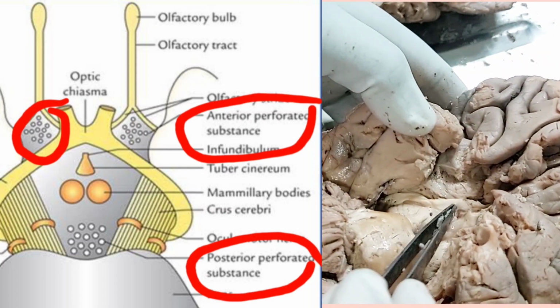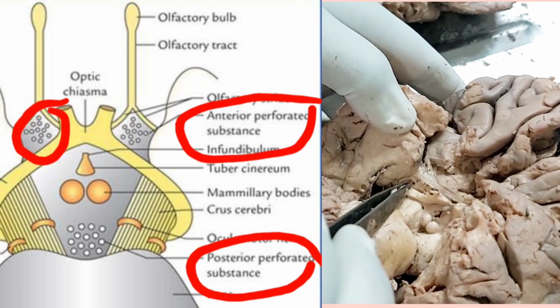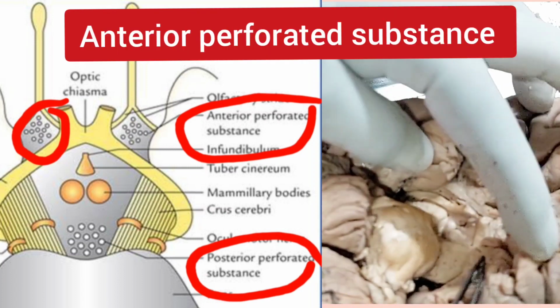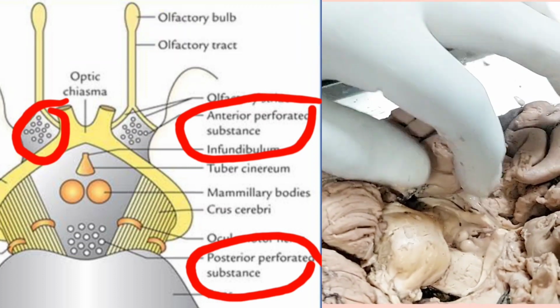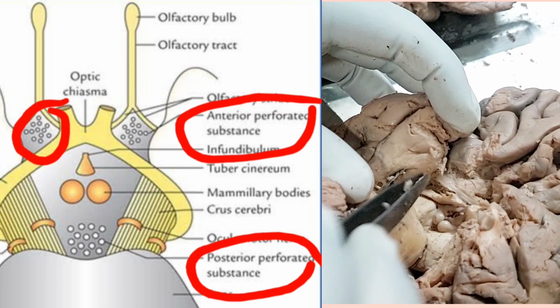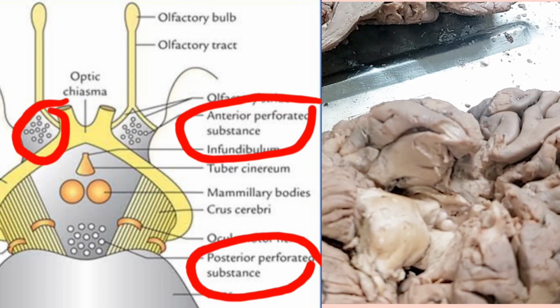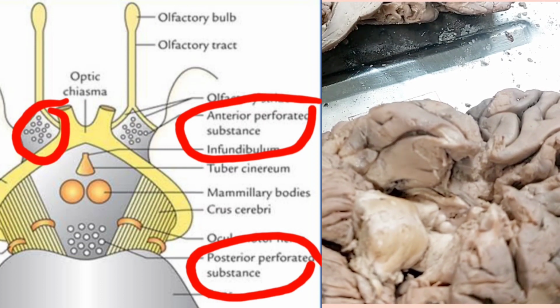And on each side of the optic tract, here is the anterior perforated substance, on both sides. Here also the artery gives off branches called anterolateral branches. So the anterolateral and posteromedial branches perforate the anterior perforated substance and posterior perforated substance to supply the inner side of the brain, and are called central branches.